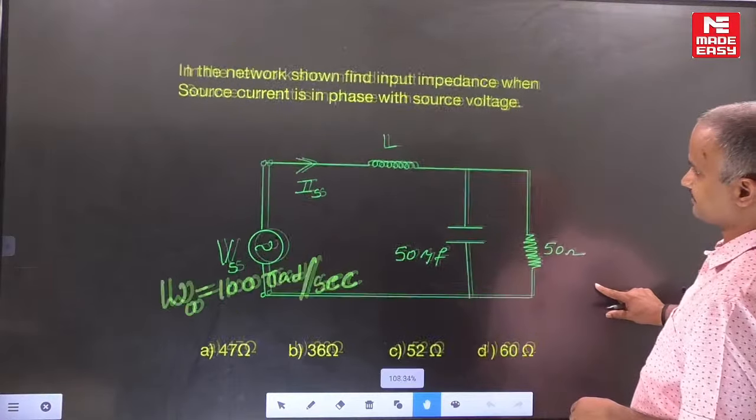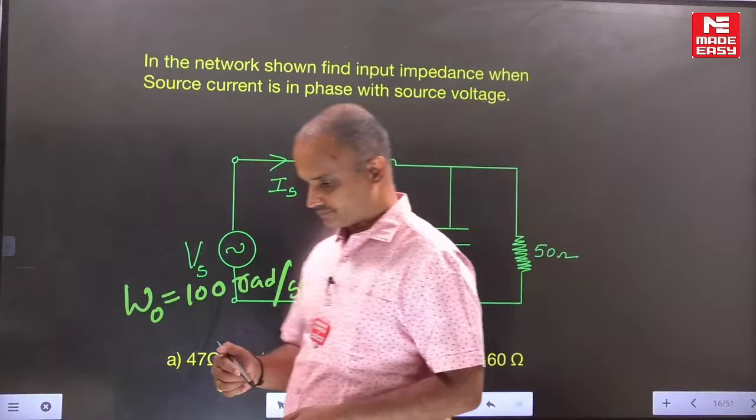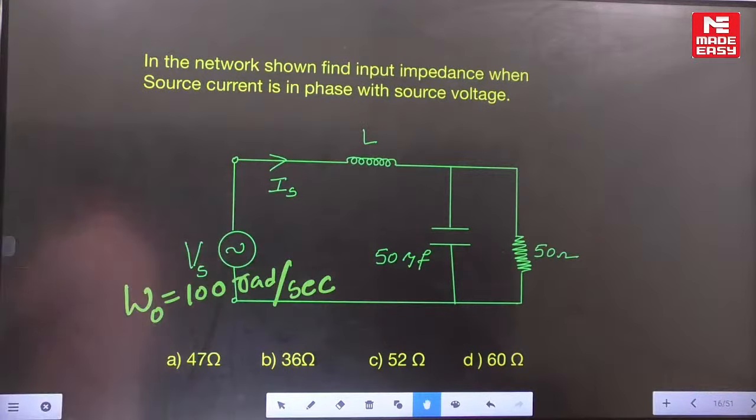Write this one. In the previous question, if asked for the energy stored in the circuit, the answer for that one is 36.